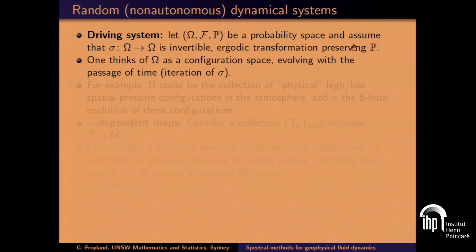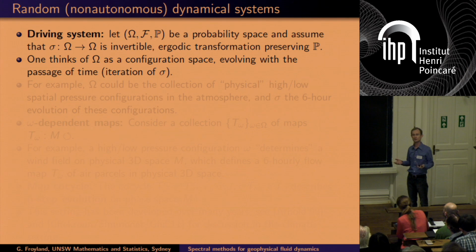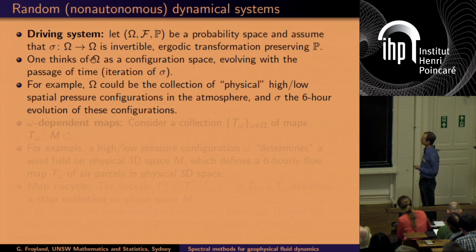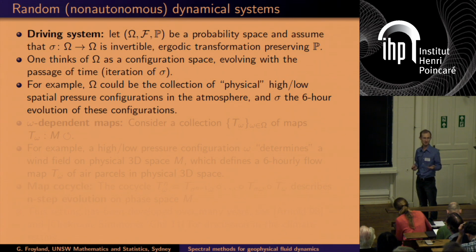And you should think of omega as some kind of configuration space. Maybe this space is very complicated, and in practice you may not need to know too much about it. You think of sigma as evolution of configurations with the passage of time. So if you want a concrete example, if you think about the collection of all physically realizable high and low pressure systems in the atmosphere, then each one of those could count as a configuration of the atmosphere at any point in time. So each one of those would be an omega.